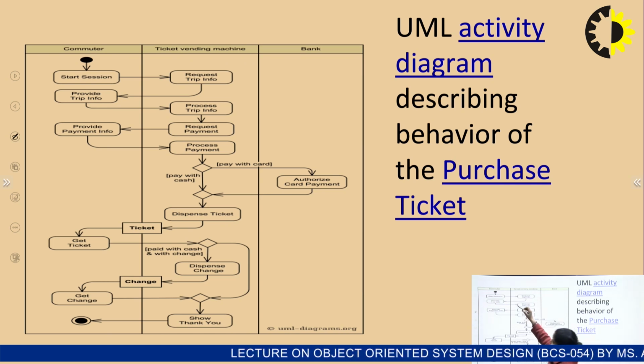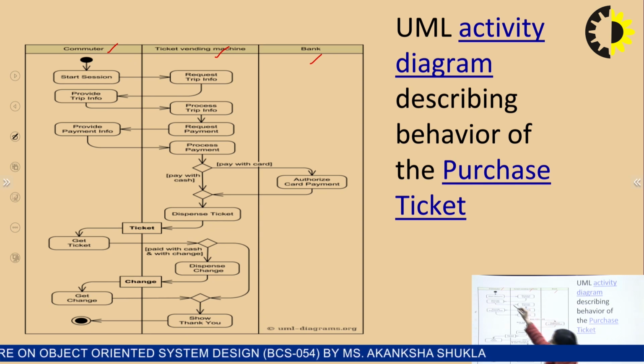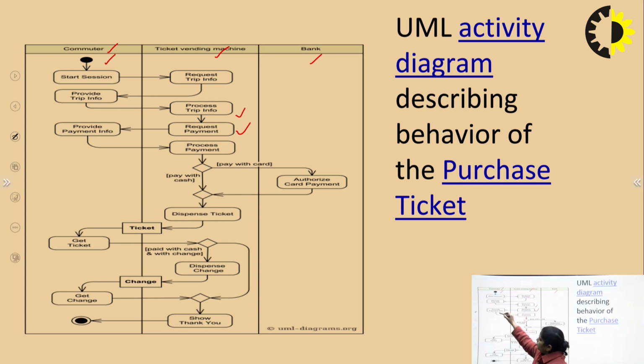First of all, this is a computer, this is a ticket vendor machine, and this is a bank. There are three main actors which play a role in this diagram. When the process starts, the first activity is start session, request for the trip info, then provide the trip info, then process trip info. Then the first activity is request payment, then provide payment information, then process payment.